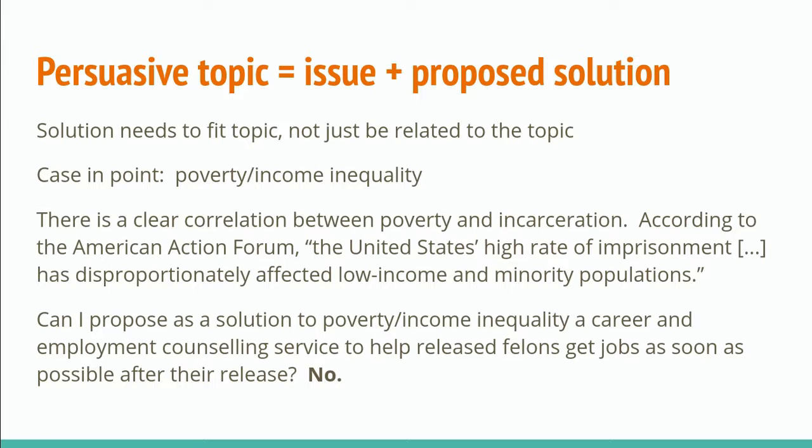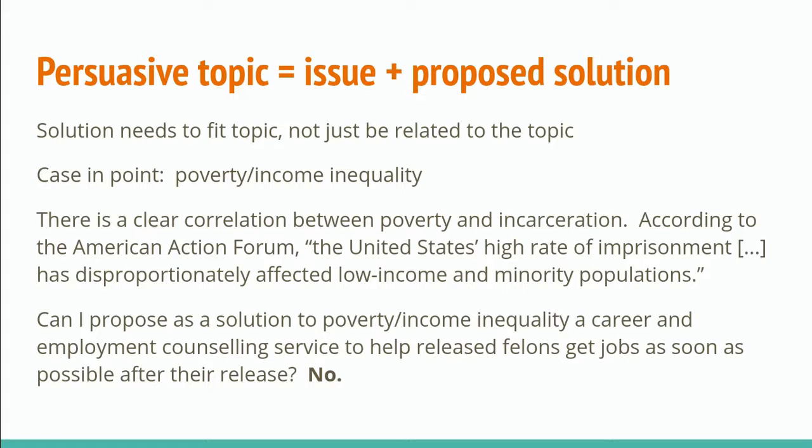The solution needs to fit the topic, not just be related to the topic. Case in point, poverty and income inequality. Unlike our previous example here, we have a solution that is related, but not necessarily one that would help to fix or solve the issue we're looking at. There is a clear correlation between poverty and incarceration. According to the American Action Forum, quote, "The United States' high rate of imprisonment has disproportionately affected low-income and minority populations."